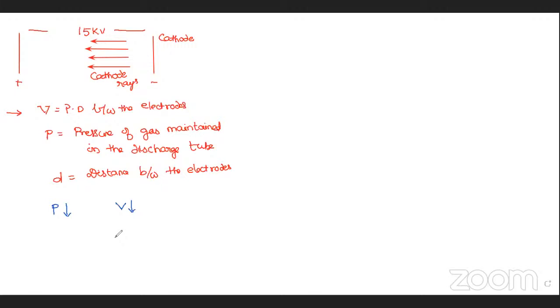Number 2: if you decrease the pressure, one more advantage they found is that you can increase the distance between the electrodes.